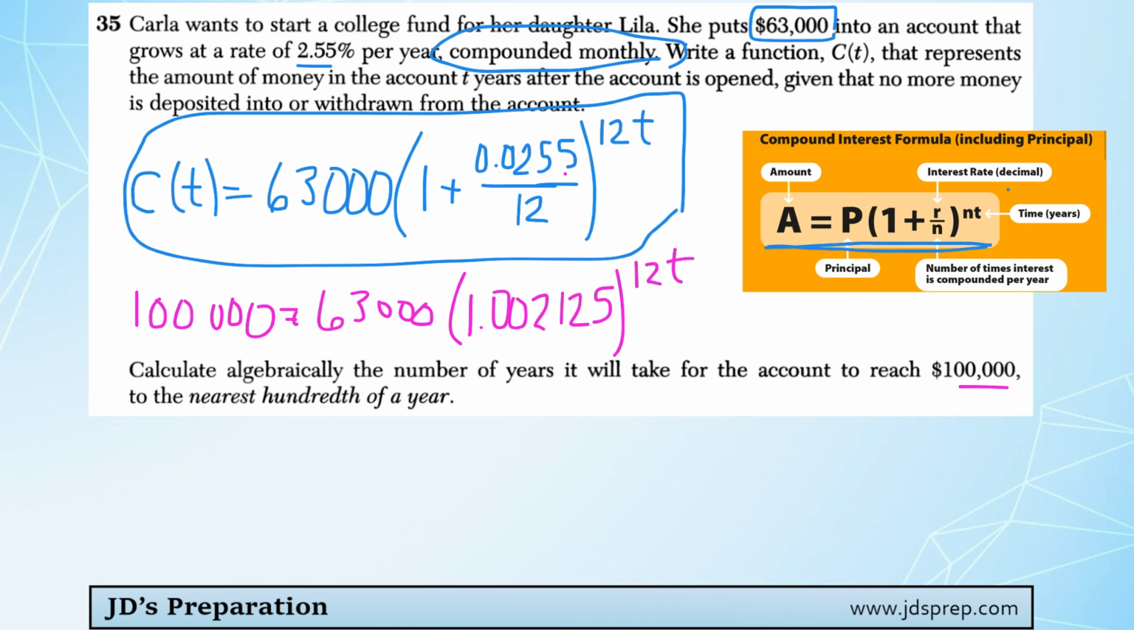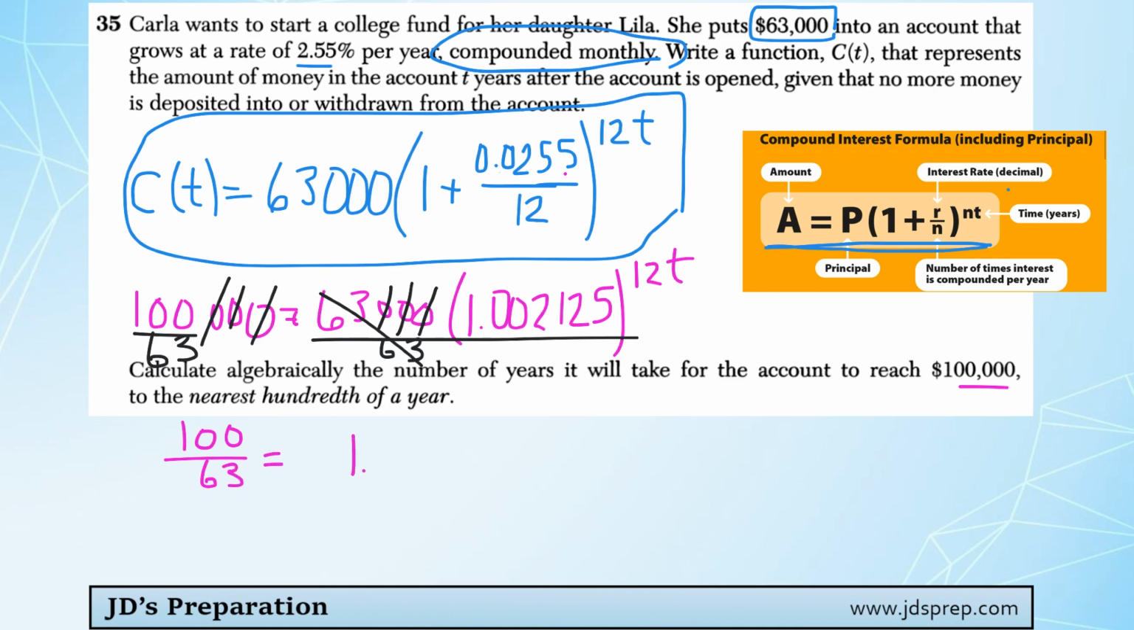Now, one quick way we can simplify this equation is to divide both sides by 1,000. And essentially, by doing that, we'll be eliminating 3 of these zeros. And the other thing I can do is divide both sides of the equation by 63. So then we'll be moving that 63 over like this. So now we have 100 over 63 is equal to 1.002125 to the power of 12t.